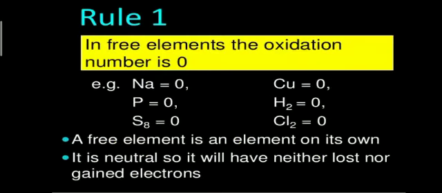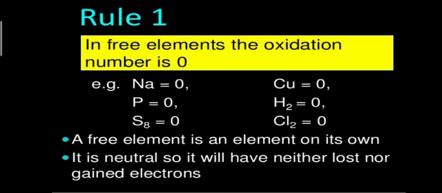There are some rules for assigning the oxidation number. The first rule is the oxidation number of a free element is 0. For example, copper, manganese, hydrogen, oxygen. So the oxidation number of a free element that is not found in any combined form with another element, it means that the element is in the free form and the oxidation number of that free element is 0.